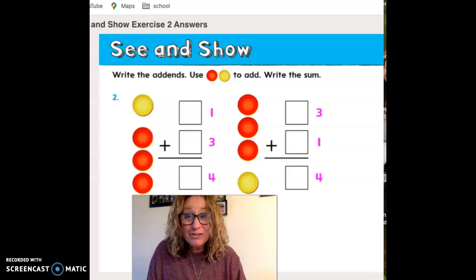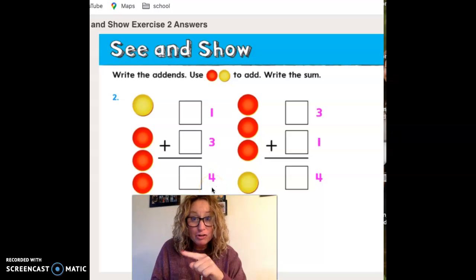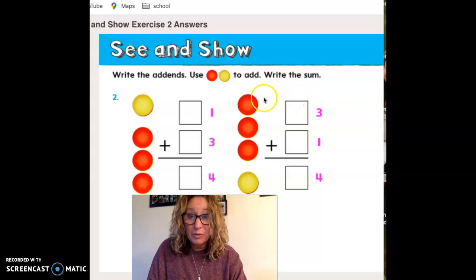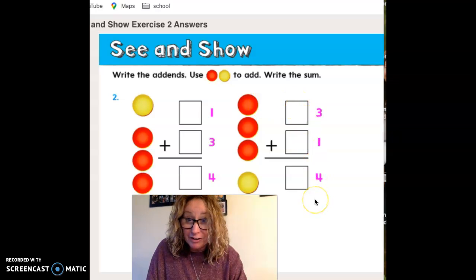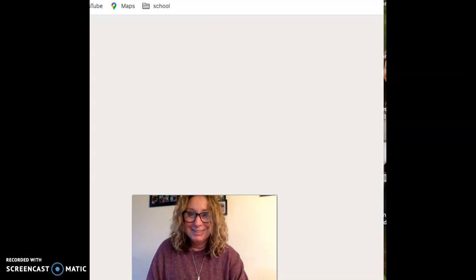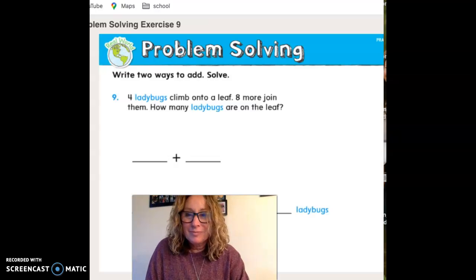Let's look. How did you do? It was 1 plus 3 equals 4. And then they turned it around and started with the larger number, 3 plus 1 equals 4. It's the same sum. Now, let's try a problem solving together.